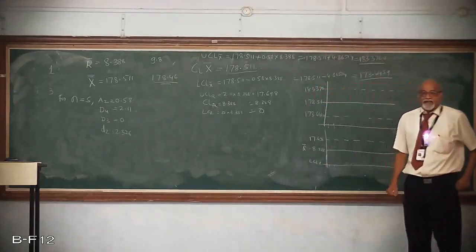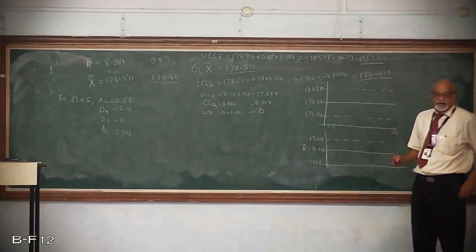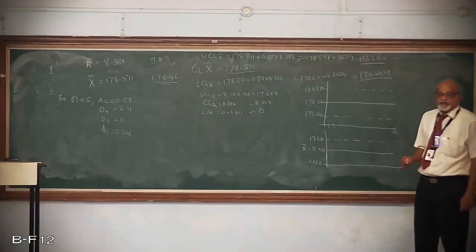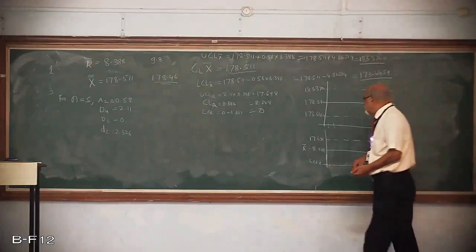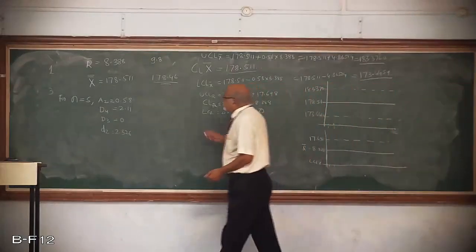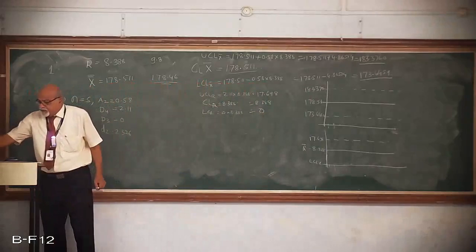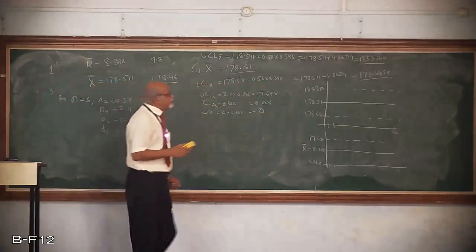Then that is the time to stop manufacturing and start investigating why this point has fallen outside the control limit. What could be the reason? That is how it goes on. Okay? Now, if we observe these things carefully, certain points can be drawn.